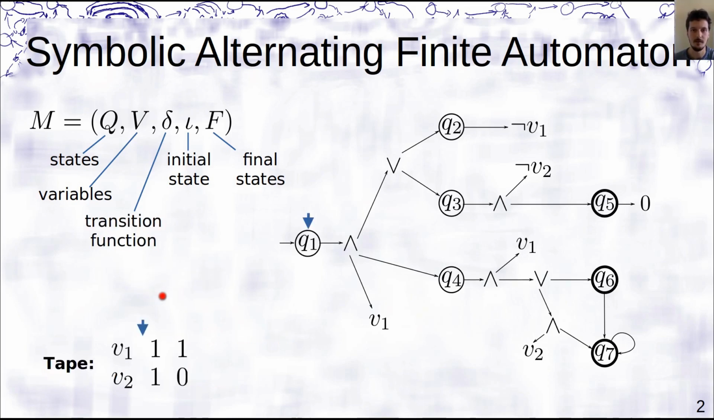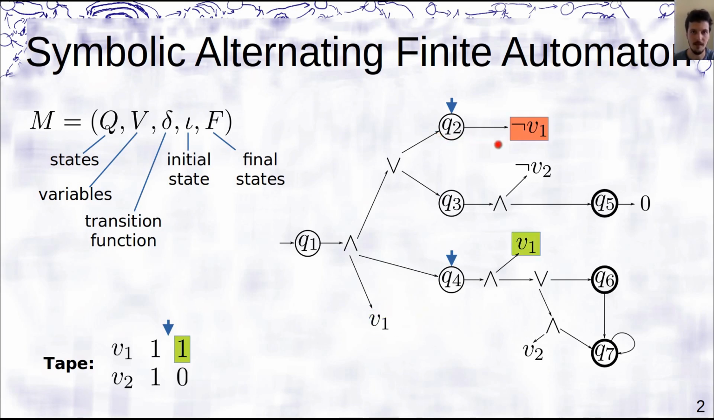Let's see the automaton in action, accepting the given input word. The initial configuration contains the initial state. Its transition formula says that the variable v1 must be set in the first symbol, which is true. It also forces the state q4 to be in the next configuration, as well as one of the states q2 or q3. We'll go on with q2.